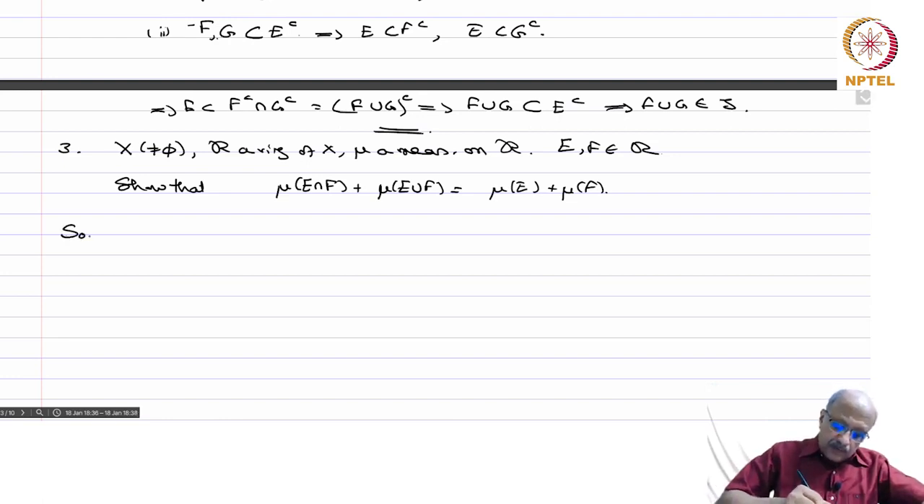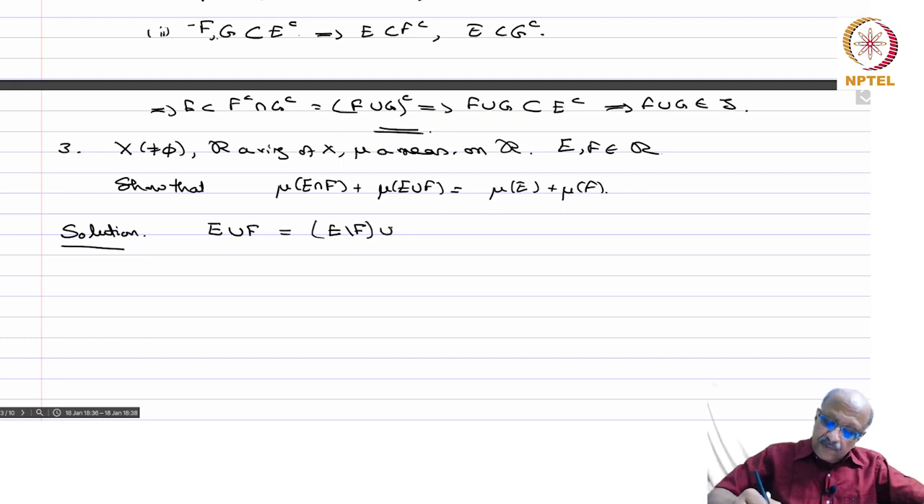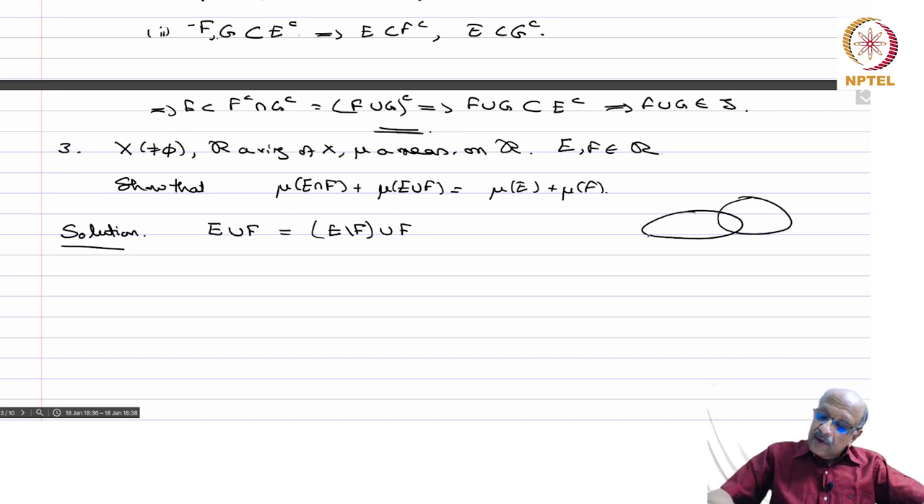So, solution. What is E union F? I can write this as E minus F union F. So this is E, this is F, so this is E minus F, and this is F, and that will be the union of, so, and this is F minus E, and this is E intersection F. So this can be written, and this is disjoint.